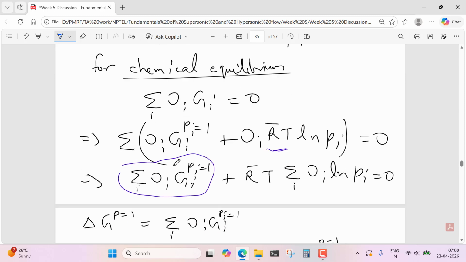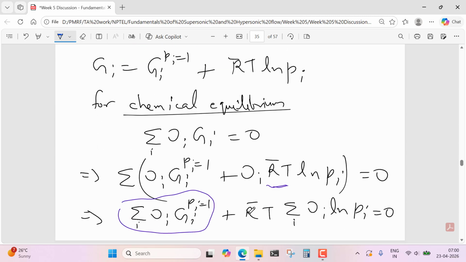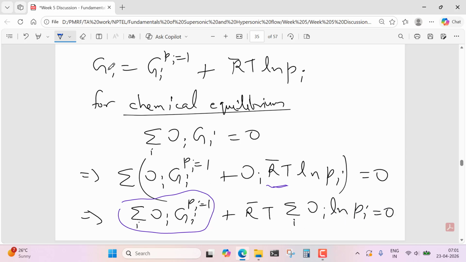Now we know that for chemical equilibrium, sigma i mu i gi equal to 0, where we can put this value of gi from this equation. So we'll get sigma mu i gi at Pi equal to 1 plus mu i R bar T log Pi equal to 0.